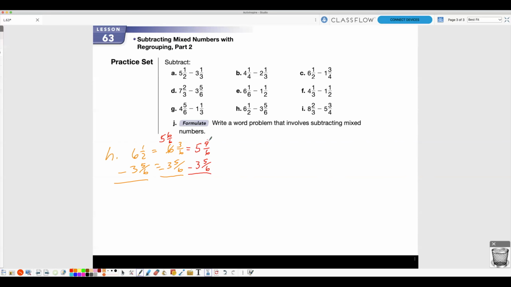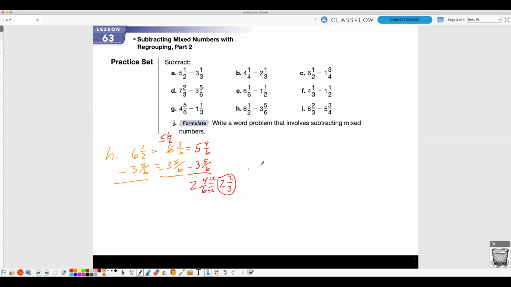Subtract that, you end up with 9 minus 5 equaling 4. The denominator stays the same as 6, and you have 2. So if you were to reduce that, this would be divided by 2, and this would be divided by 2. So you'd end up with 2 and 2/3 for the final answer for letter H.